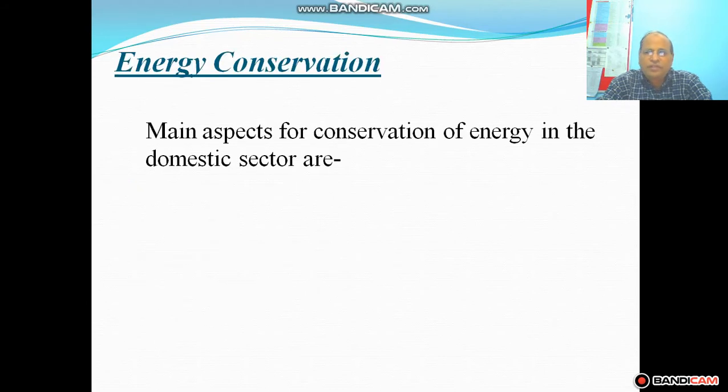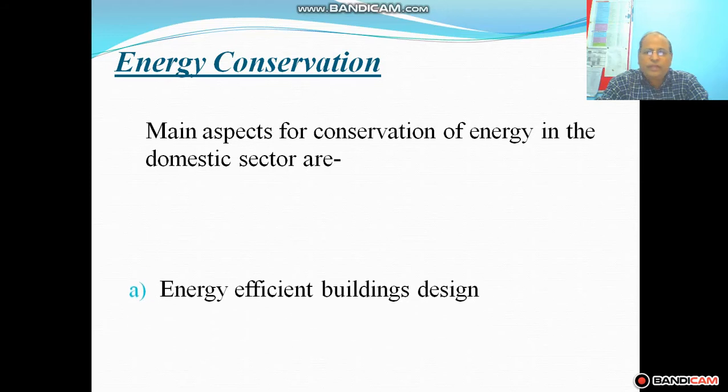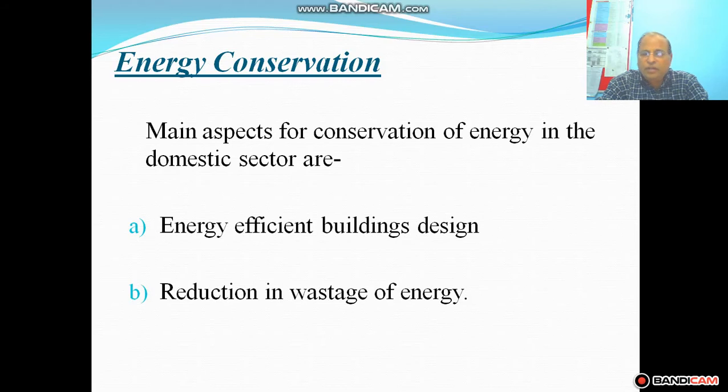Energy conservation. The main aspects of conservation of energy in the domestic sector are energy efficient building design and reduction in wastage of energy.